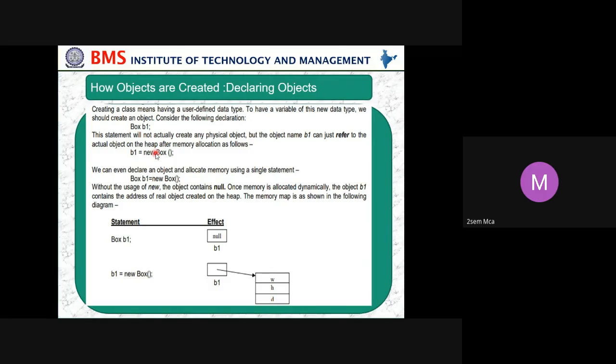So we have done Box b1. So b1 = new Box. So what is this new Box? Memory we are allocating. How much memory are we allocating?